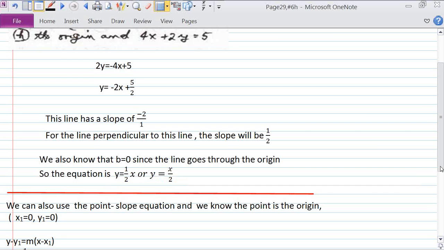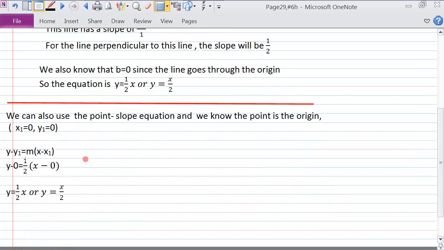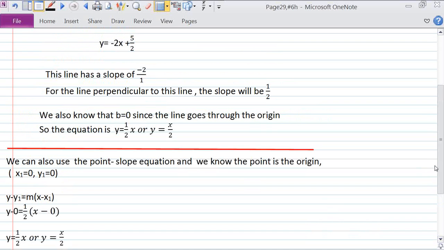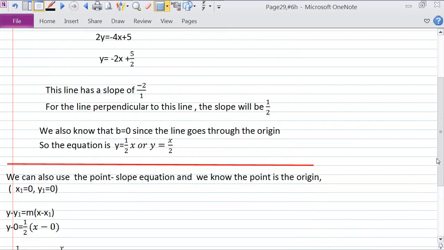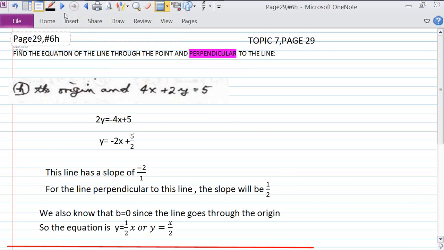Now we could also use the point-slope form where we know x1 is 0 and y1 is 0 because the origin is, the values are here and here. So we say y minus 0 equals a half, the slope, times x minus x1, and x1 is 0, so y equals a half x or y equals x over 2. So whether we use the point-slope form or the slope-intercept form, we get the same answer.